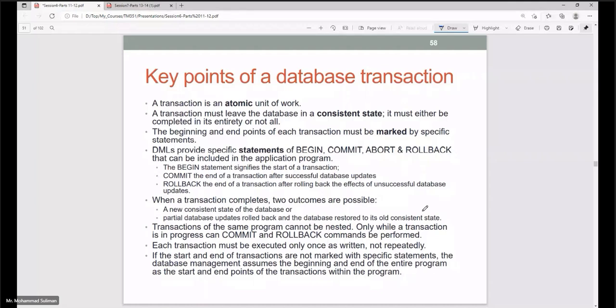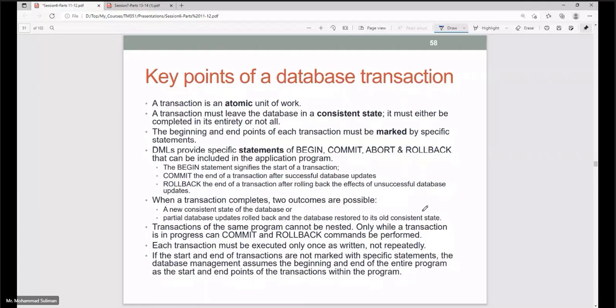Okay, if it is one piece, an atomic unit of work, it should work completely. It will succeed completely or it will fail completely. If it is succeeding, it will succeed completely. If it is failing, it will fail completely. So a transaction is an atomic unit of work.